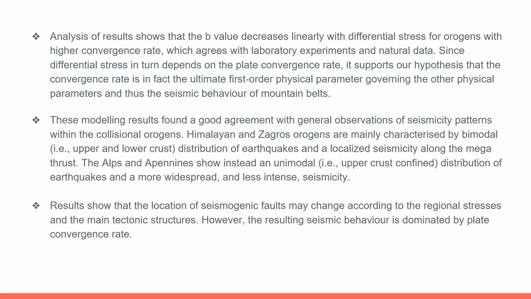So the next conclusion is that analyzing the results shows that the B value decreases linearly with differential stress for orogens with higher convergence rate, which agrees with laboratory experiments and natural data. And these modeling results found good agreement with general observations of seismicity patterns within the collisional orogens. As shown in previous slides, Himalaya and Zagros orogens are mainly characterized by bimodal distribution, whereas Alps and Apennines show unimodal distribution, which is solely based on the convergence rate.